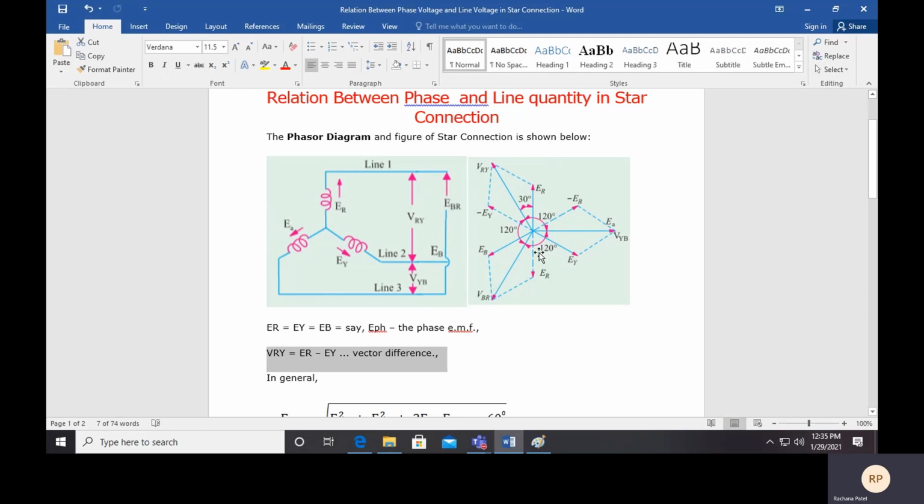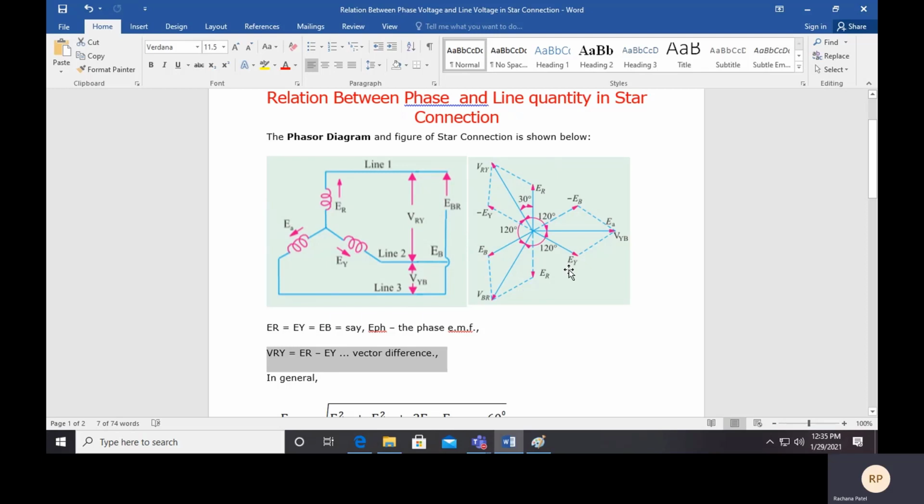To draw the phasor, we first have to draw the reference elements. Let's say ER, EY and EB. These three are our phasor voltages, which are 120 degrees apart from each other. RYB is our phase sequence. Now, as per our analysis, VRY is ER minus EY. Already we have this vector. This is our ER vector and this is our EY vector.